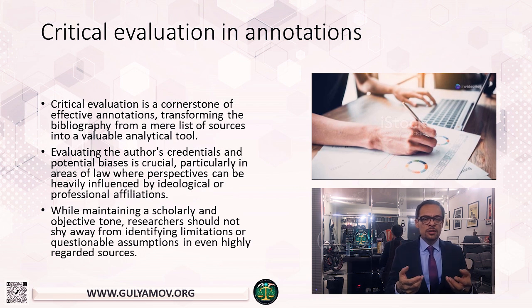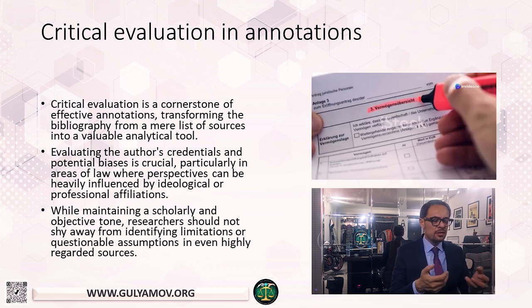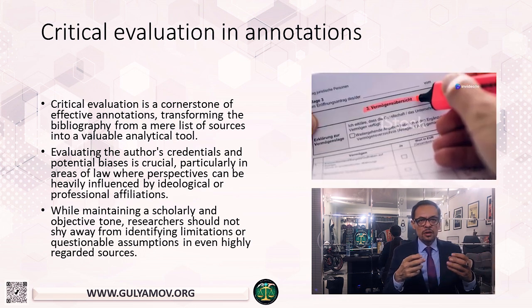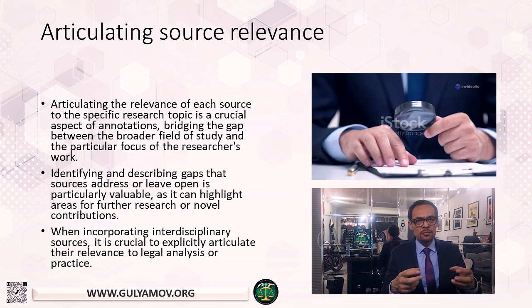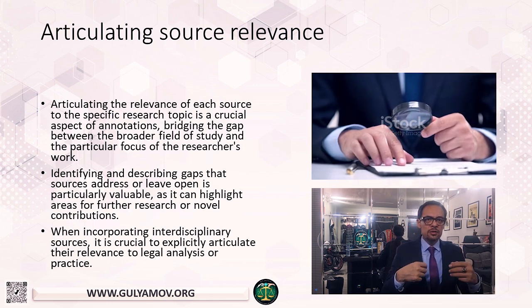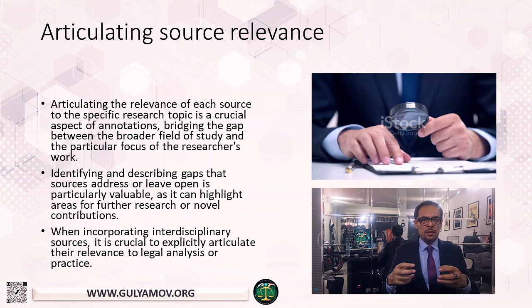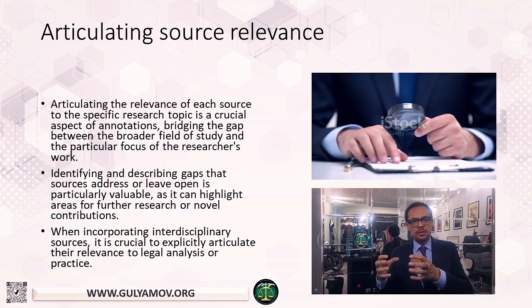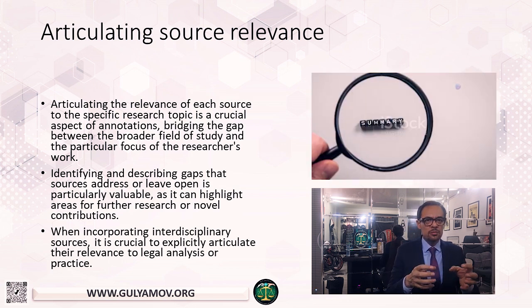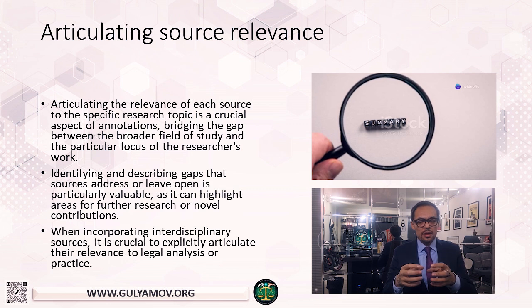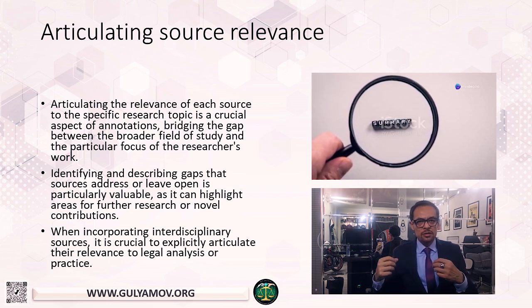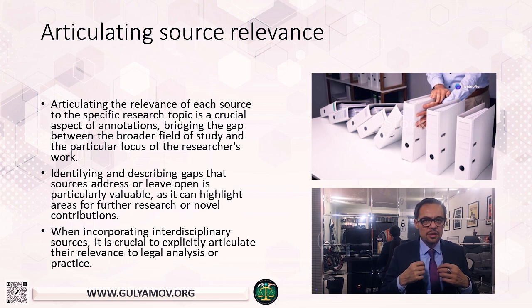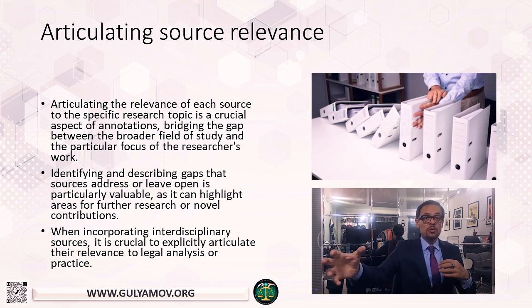While maintaining a scholarly and objective tone, researchers should not shy away from identifying limitations or questionable assumptions in even highly regarded sources. Articulating source relevance. Articulating the relevance of each source to the specific research topic is a crucial aspect of annotations, bridging the gap between the broader field of study and the particular focus of the researcher's work. This component should clearly explain how the source contributes to understanding or addressing the research problem at hand.